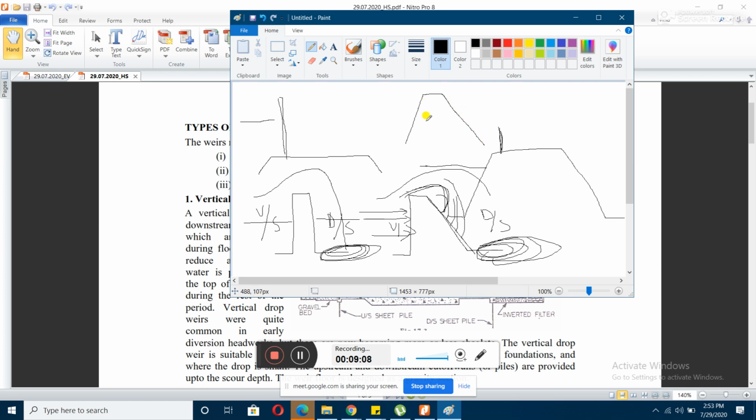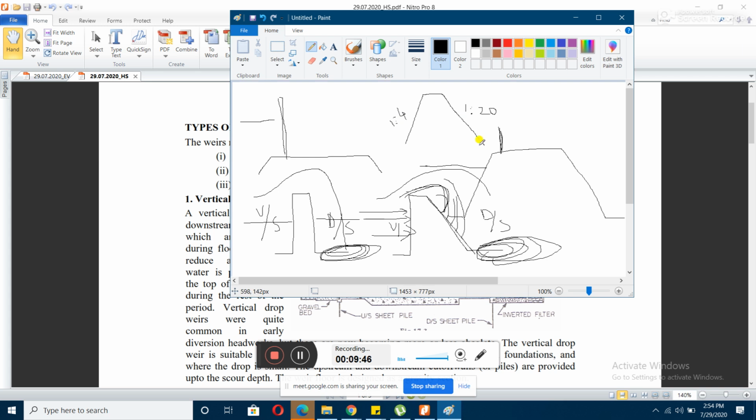The slope here is more than this, so it is more or less vertical, but a gradual slope is also provided here. Generally 1:4 is adopted here, and 1:20 is adopted for this slope. The slope here is more, meaning it is nearly vertical. So this part is made like this, and the slope here is made quite less.